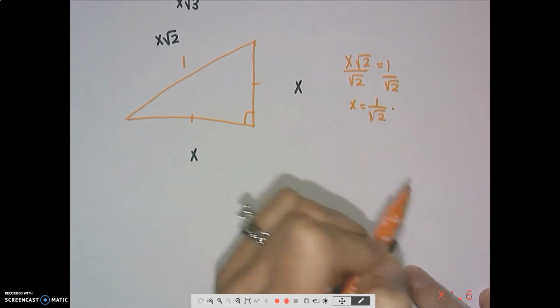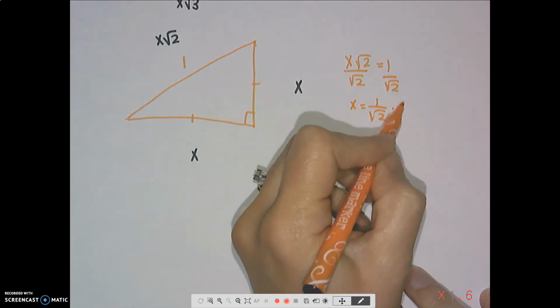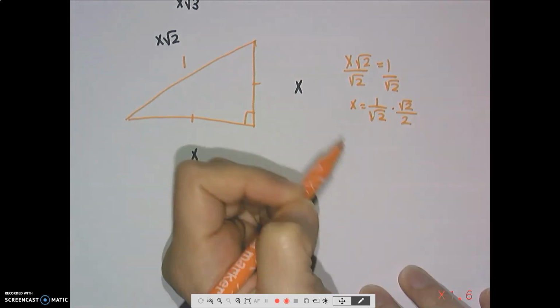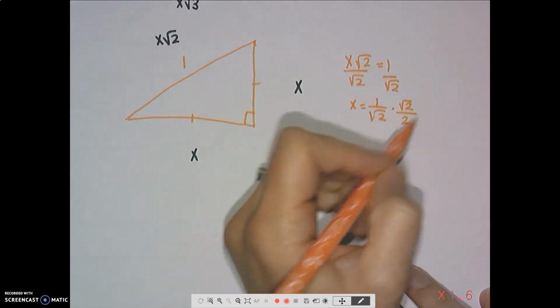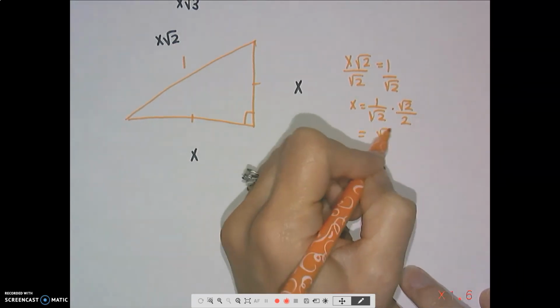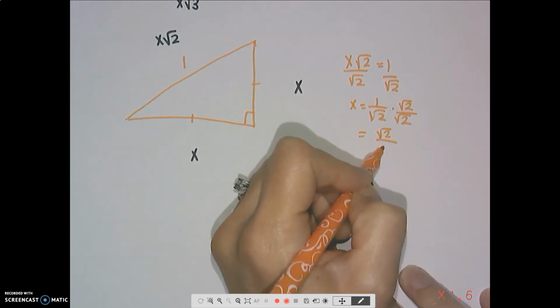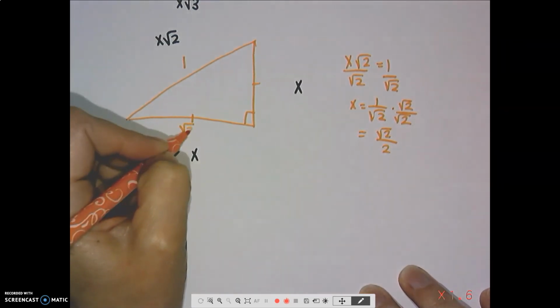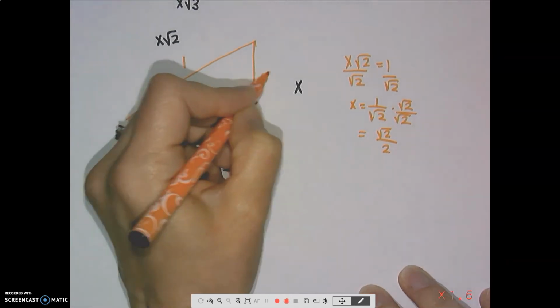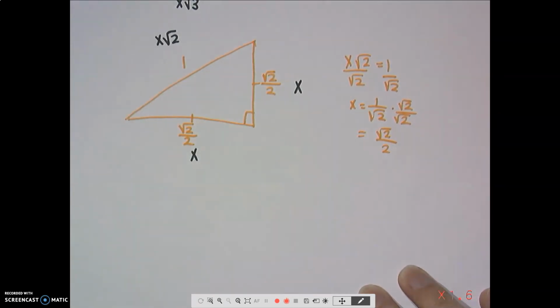But we know that we can't leave it like that, so we need to rationalize by multiplying by radical 2 over radical 2. So that means that we would get radical 2 over radical 2. So we would get radical 2 over 2. And that is what both of these sides are then, since those are both x.